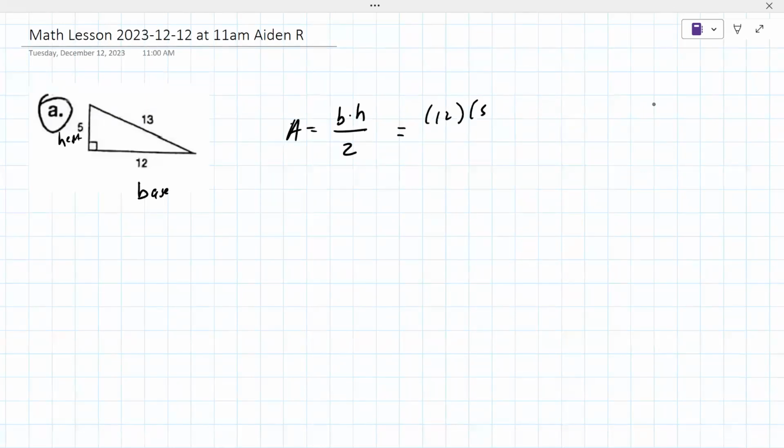What is 12 times 5 divided by 2? 48. Try again. Use your calculator.